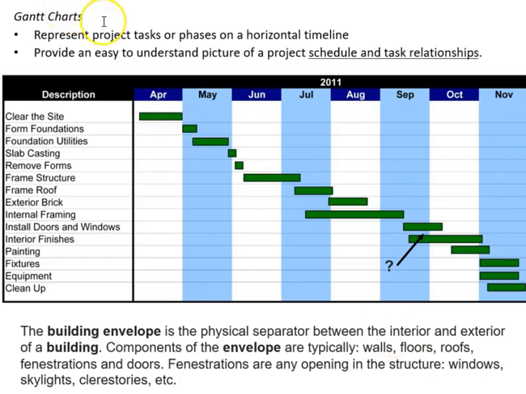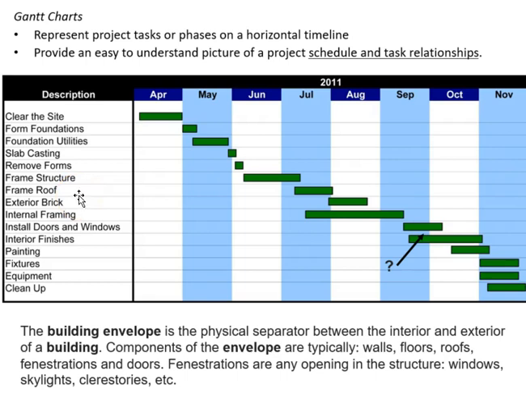A Gantt chart is a very simple form of a construction schedule. It represents project tasks or phases on a horizontal timeline. So here, these horizontal bars represent the amount of time that each of the tasks listed here in the left-hand column requires. It provides an easy to understand picture of a project schedule and task relationships. So that's the key part there, the relationships between these different tasks, what needs to happen in what order.